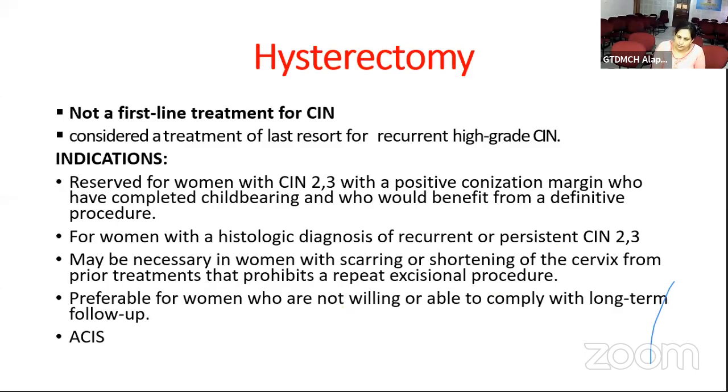Hysterectomy is not the first line of treatment for CIN, but it can be considered as a treatment of last resort for recurrent high-grade lesions, and in a patient who is not willing or able to follow up. It is considered in women with CIN 2 and 3 with positive colonization margins who have completed childbearing and would benefit from a definitive procedure. For women with a histologic diagnosis of recurrent or persistent CIN 2 or 3, it may be necessary in a woman with scarring or shortening of the cervix, which prohibits or makes difficult repeat excisional procedures and follow-up. It is preferable for women who are not willing or able to comply with follow-up.